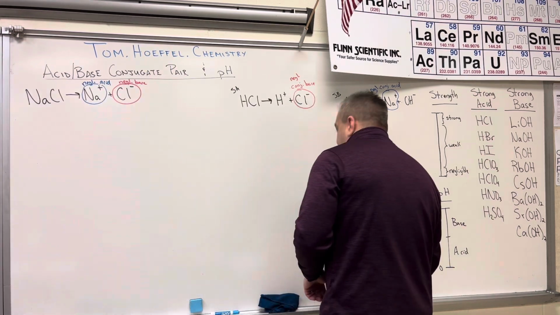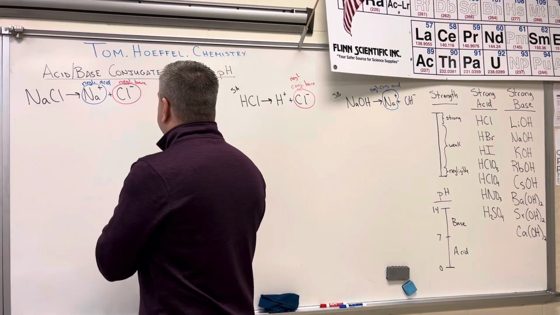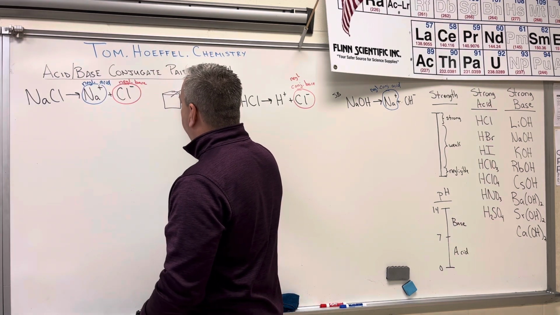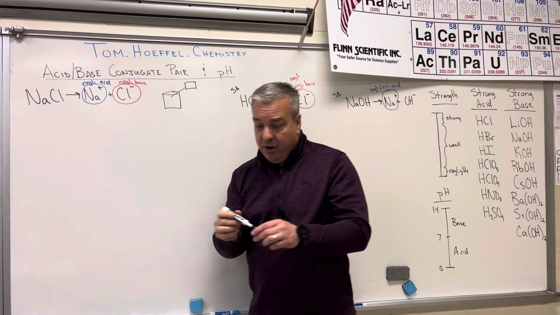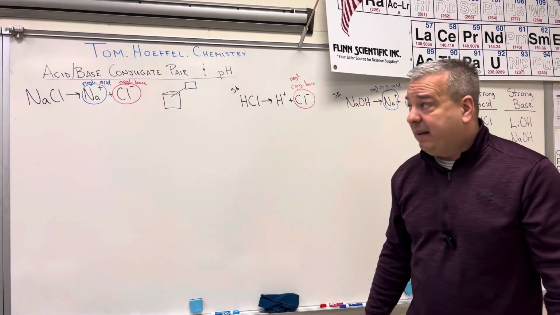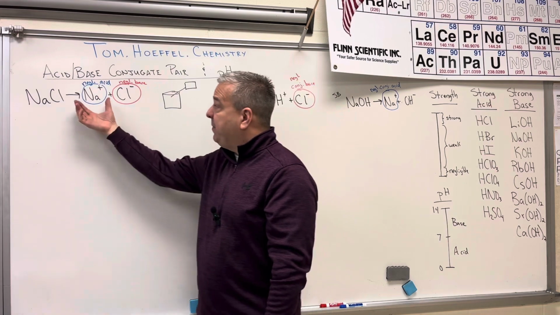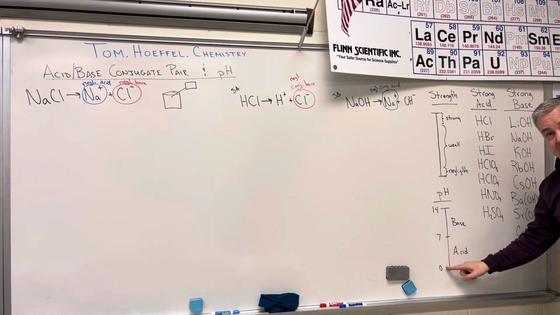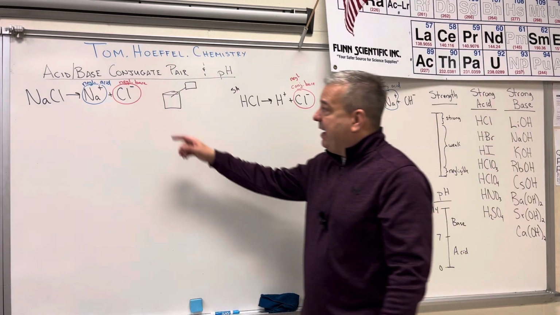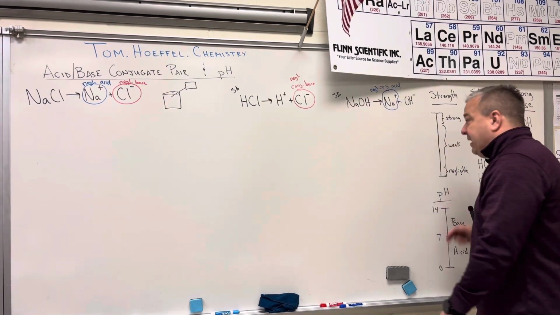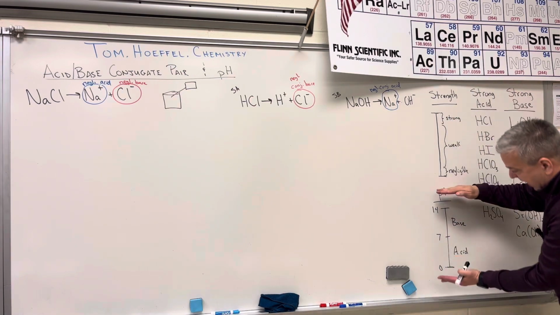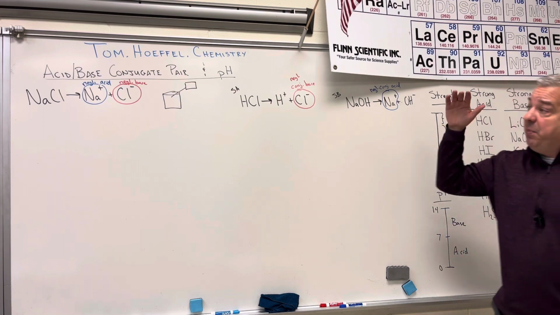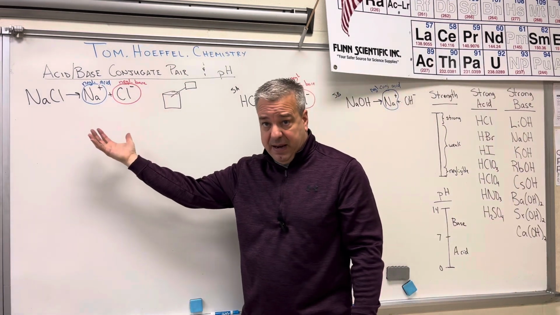So if we had some sodium chloride that dissolved in water, and we were able to stick a pH meter in there, what type of pH would we get? Well, a strong acid would be down here at pH 0. If we had a strong base, we would be at pH 14. And as they get weaker and weaker, they get closer to pH 7. But I don't have strong acid or strong base up here.